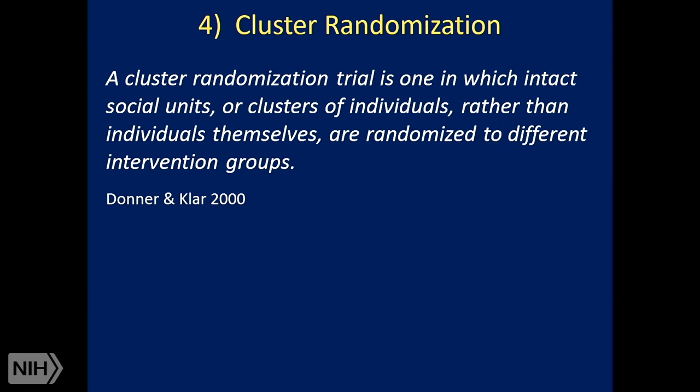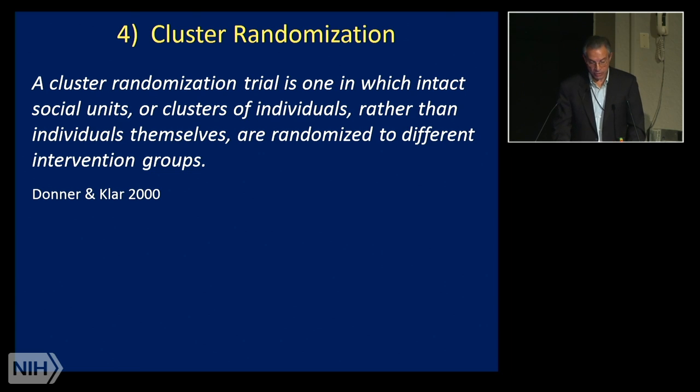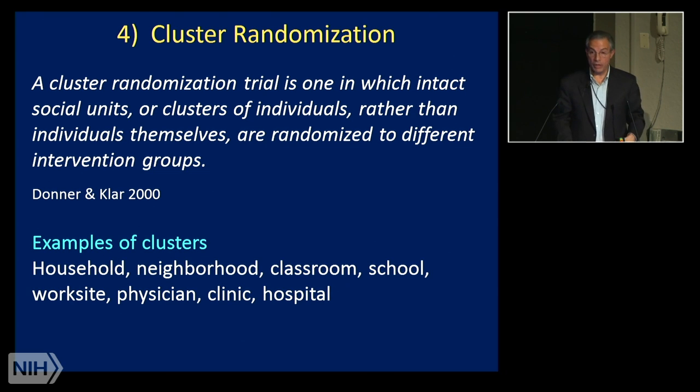A cluster randomization trial is one in which intact social units or clusters of individuals, rather than individuals themselves, are randomized to different intervention groups. So now you're taking a group and randomizing the whole group. So examples of clusters, you can have a household. You can have a neighborhood, a classroom, a school, a work site, physician, clinic, or even hospital. So you are randomizing a whole school to an education program.